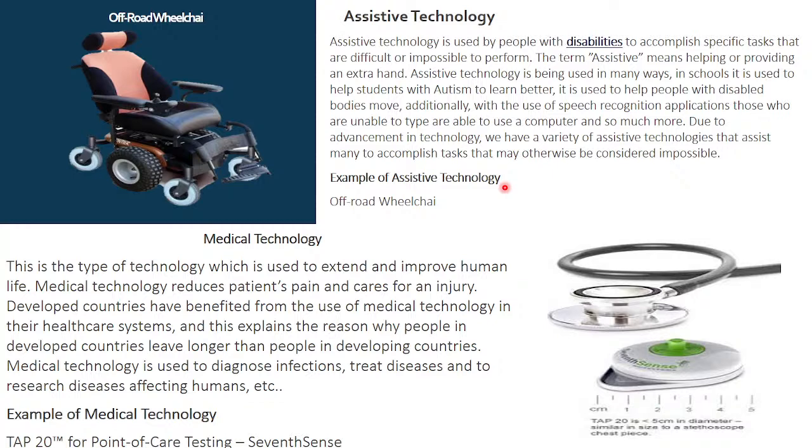So that's just it for how technology provides for those with disabilities. There are a lot of examples, but I'm just touching these few so that we get to our actual things for tonight.